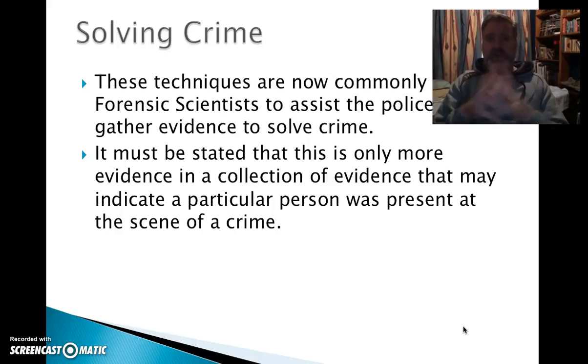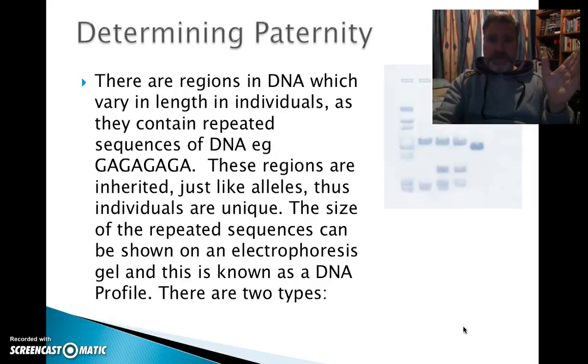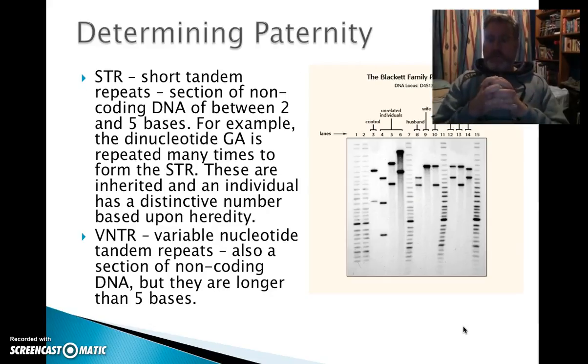Well, what do we use it for? Use it to solve crime. You know about that. You watch TV. And we'll talk about this in class, using probes to find things. We use it to determine paternity, because we have these wonderful little segments called VNTRs and STRs that repeat within family groups, and they're quite easy to find. So we can quickly determine whether you're the son or daughter of a particular person quite quickly. And again, I'll go over those in more detail in class.